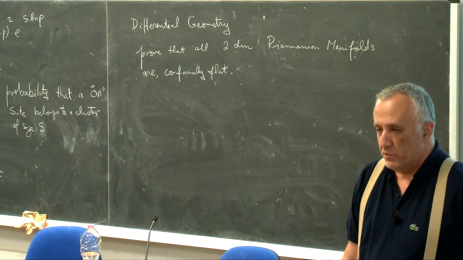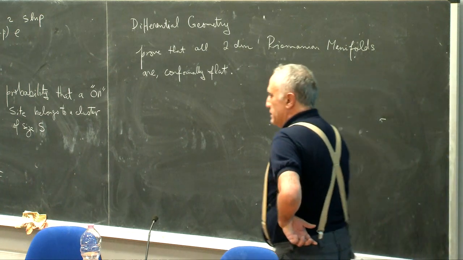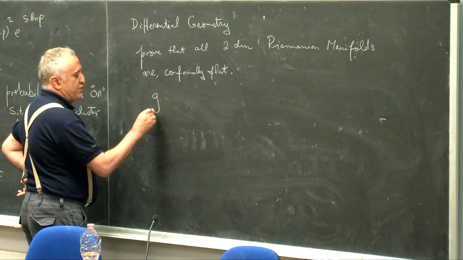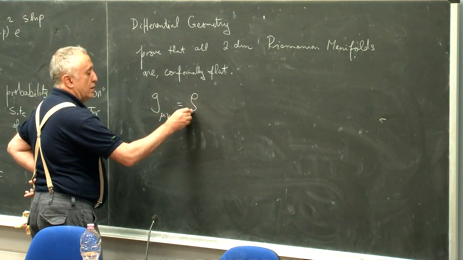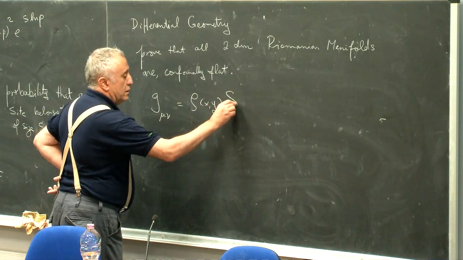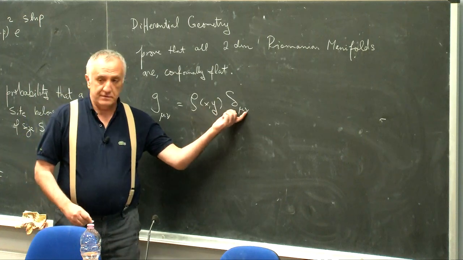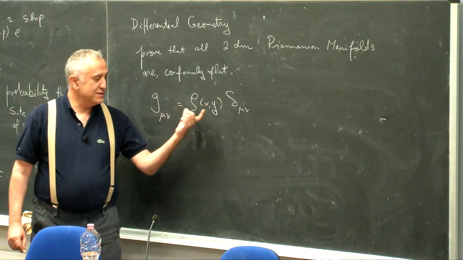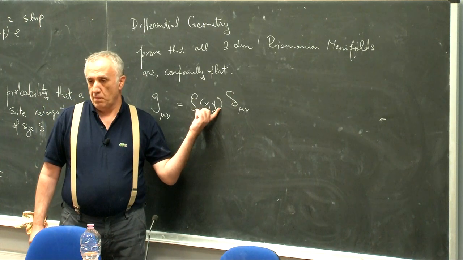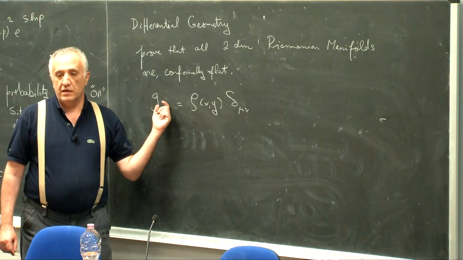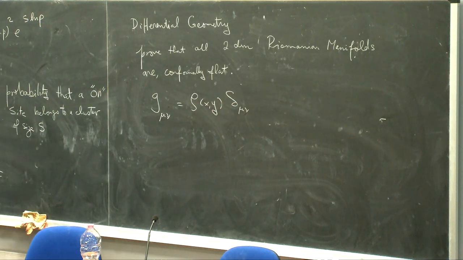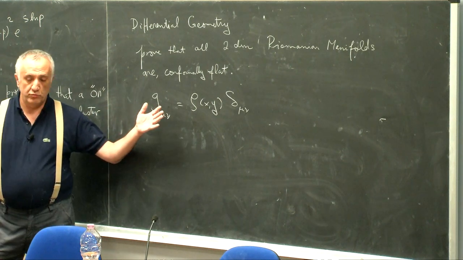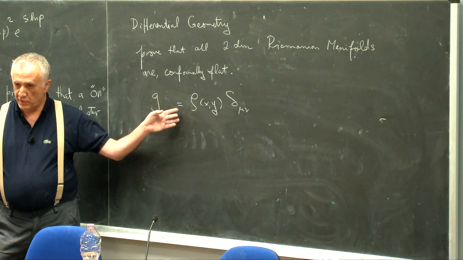So what is a conformally flat metric? A conformally flat metric is one that you can express in this form. So it is flat, but not completely flat because it has this coefficient. So if you have a metric like that, you say it is conformally flat. So how do we prove this? I give you 1 minute to think and then I explain.